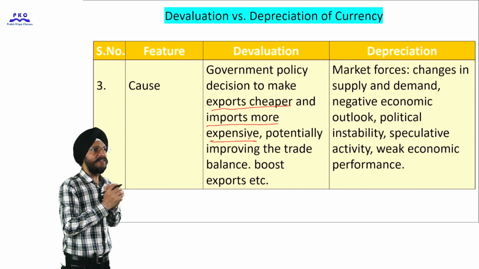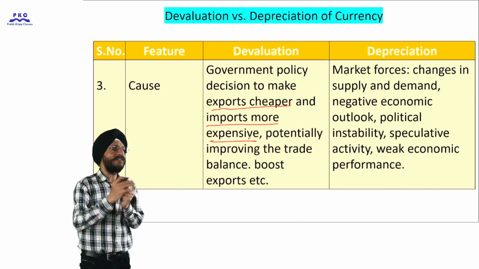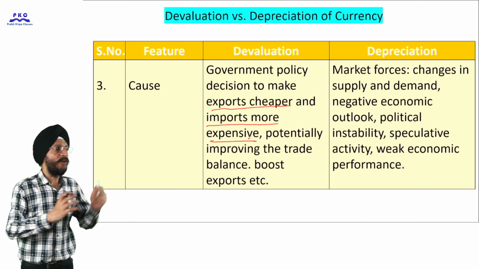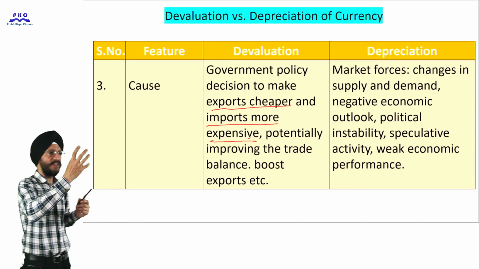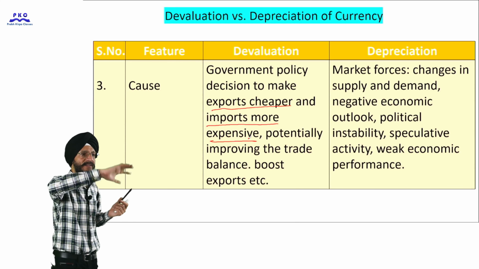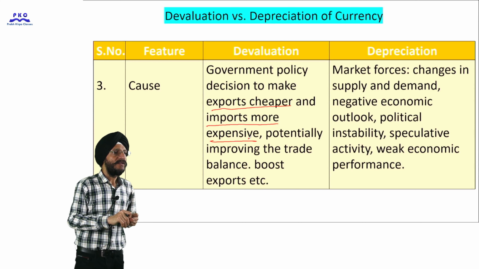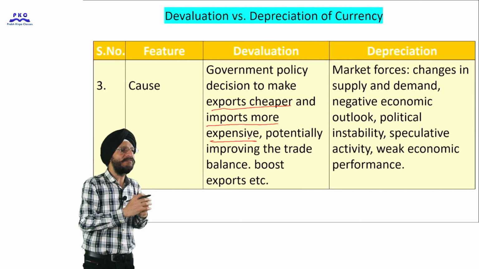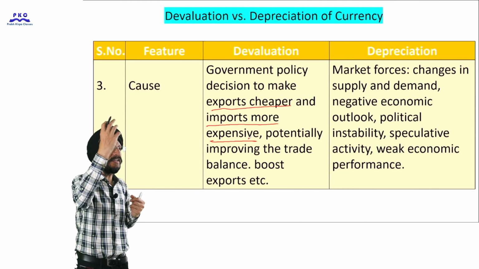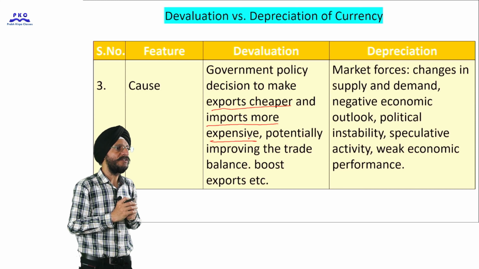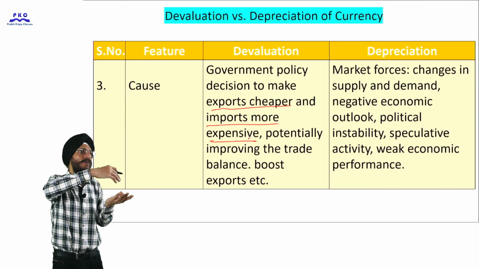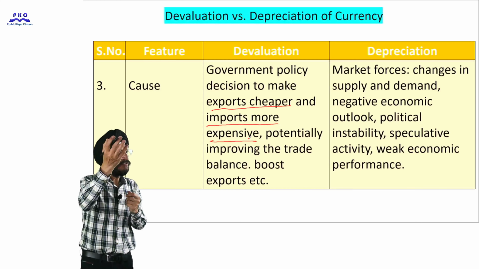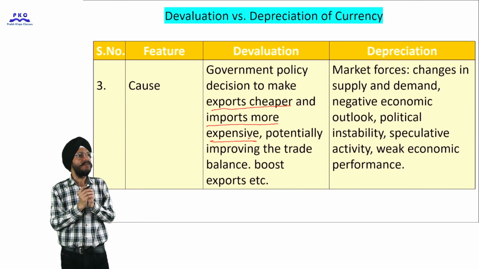On the other hand, depreciation of the currency may be caused by a change in supply and demand of the domestic currency. There may be a negative economic outlook, the economic performance of the country is not good, or there is political instability in the country, and speculative investors also believe that the value of the currency is likely to depreciate in the near future, so they will offload their domestic currency, which will result in the depreciation of the currency.